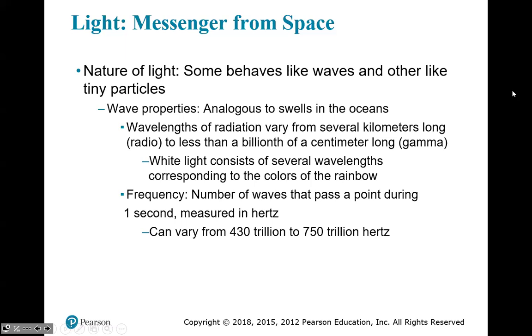So it has a number of properties that are analogous to waves. The wavelength of radiation can vary from several kilometers long radio waves to less than 1/1000th of a centimeter long. White light consists of a variety of wavelengths corresponding to the colors of a rainbow. Light bends when it enters another material in a manner that is due to its wave-like nature.